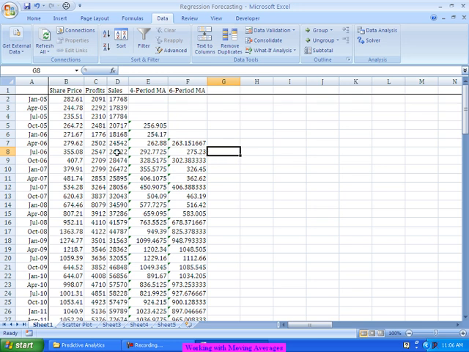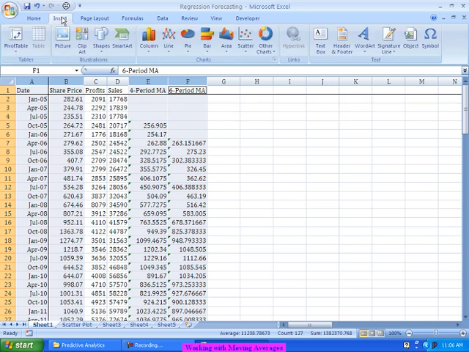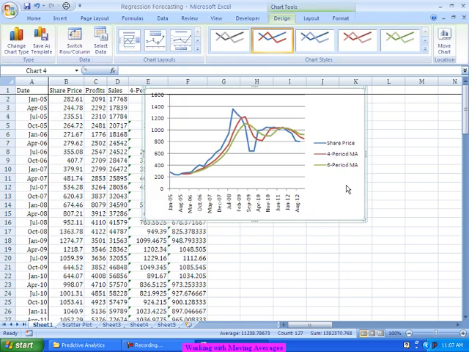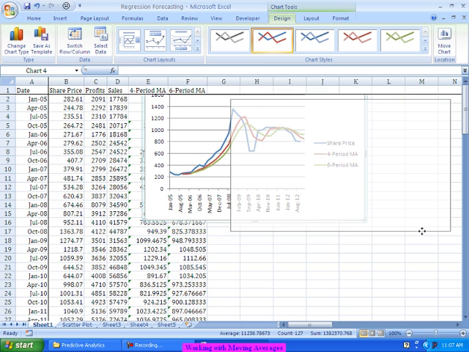Now, if I try to have a small graph just to understand how this will be helpful for us, I'll do a small graphical plot of the date, the actual share price, the 4-month moving average as well as the 6-month moving average. Let me try to have a small line chart for this. So this is how the chart is plotted. Let me drag the chart slightly to the other side.